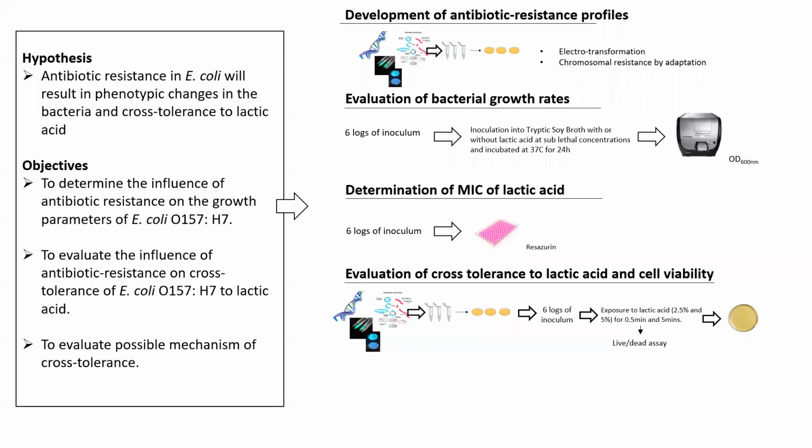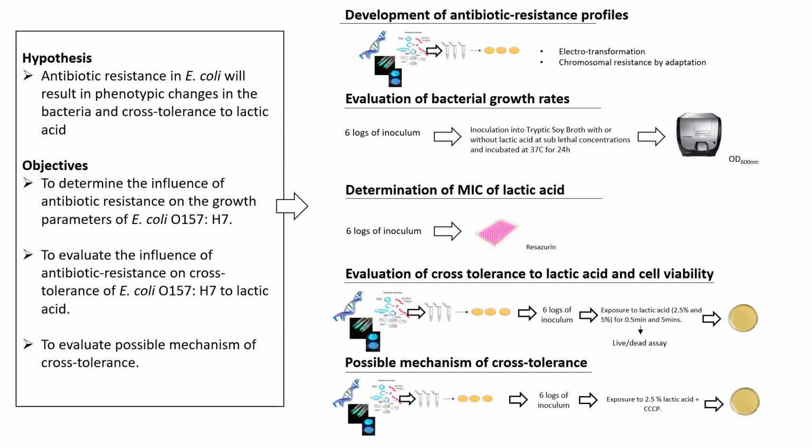And then we evaluated cross tolerance. So we took all the strains that we had developed and we exposed them to different concentrations of lactic acid at different times. And we evaluated for how much survived. And then we also used an assay, called a live dead assay, which I'm happy to explain later, to evaluate the viability of the cells after exposing them to lactic acid. And of course, we got all the counts and performed the analysis.